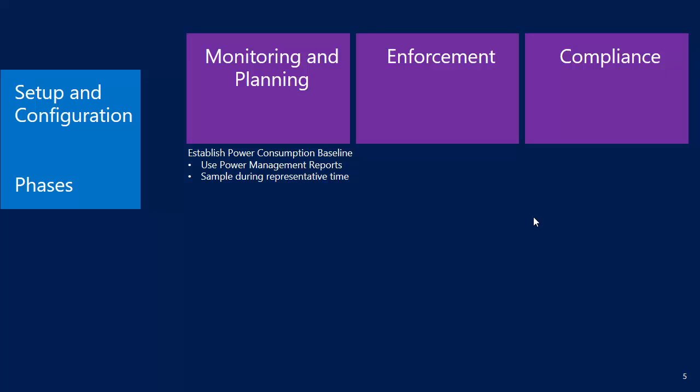We want to do this at a representative time, so we establish our baseline, right? We can use our power management reports to help us understand what's happening in the environment. The reports leverage hardware inventory data, but not all of the reports, as you will see as I go through them, will have data in them immediately, right?